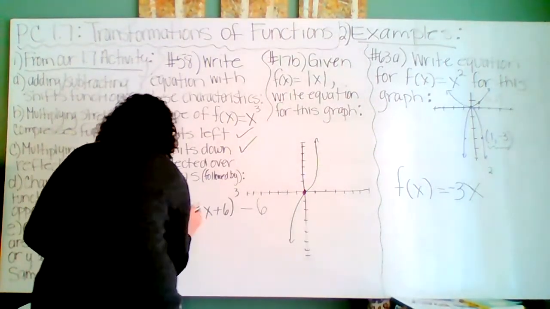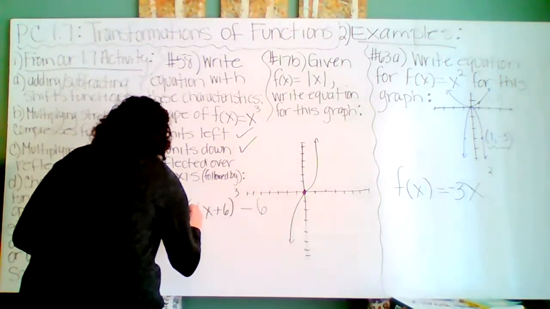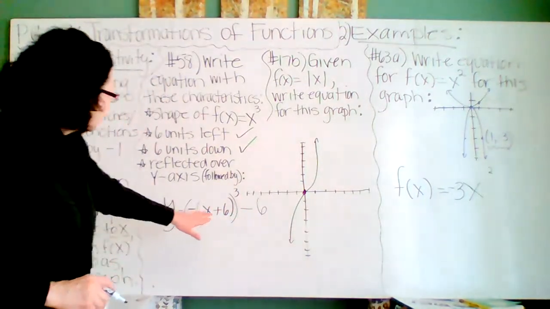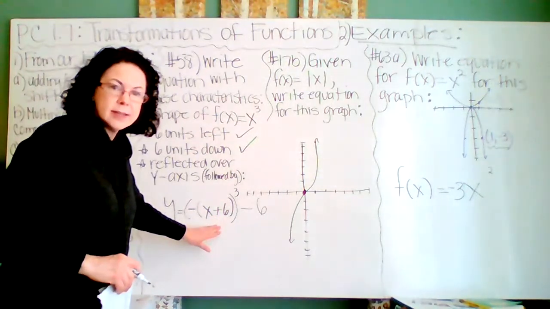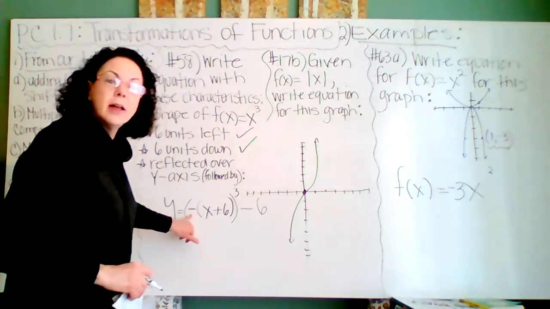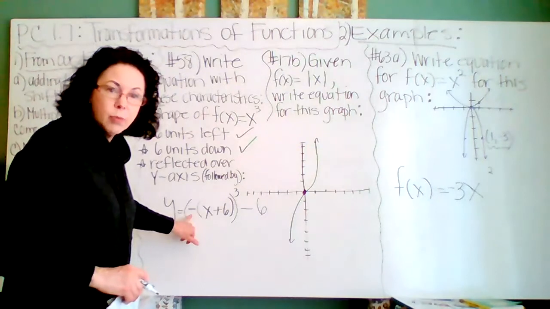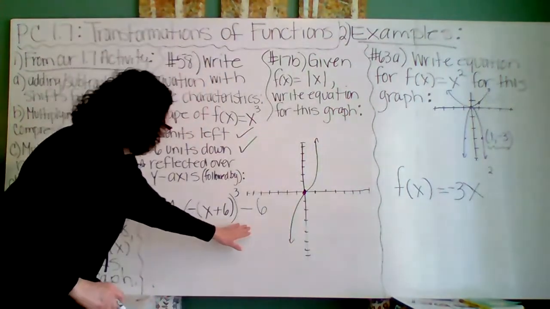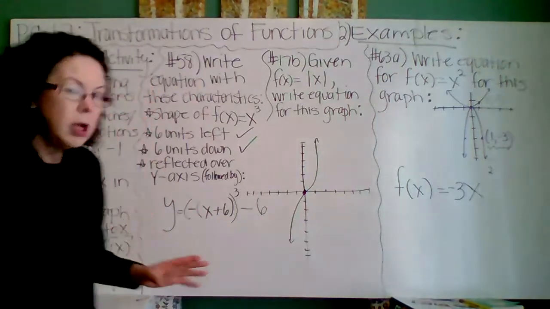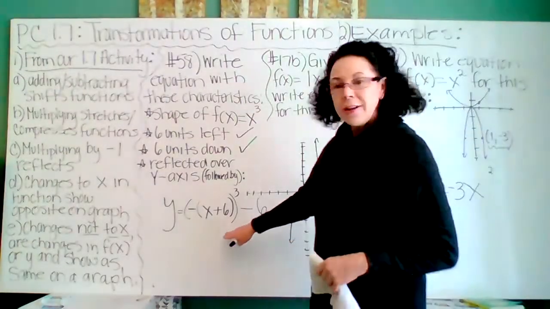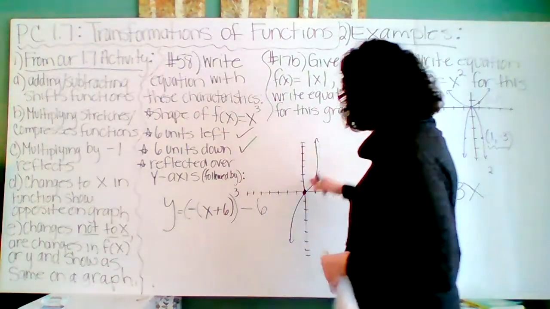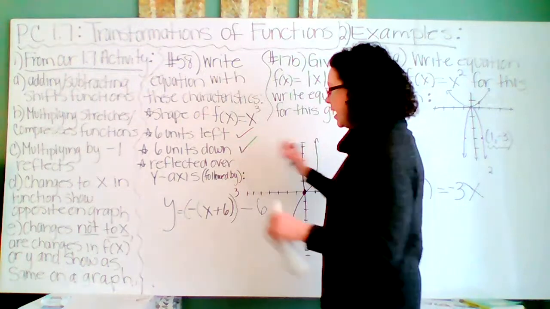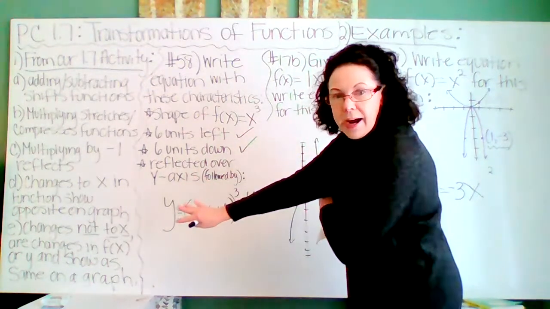Here was my new x, x plus 6. And I took the opposite. I multiplied by a negative 1 so that it would flip it over the y-axis and move it down 6, right? Now, if you put this into the calculator, you would see the cubic function with this shape move left 6, down 6, and reflected over the y-axis.